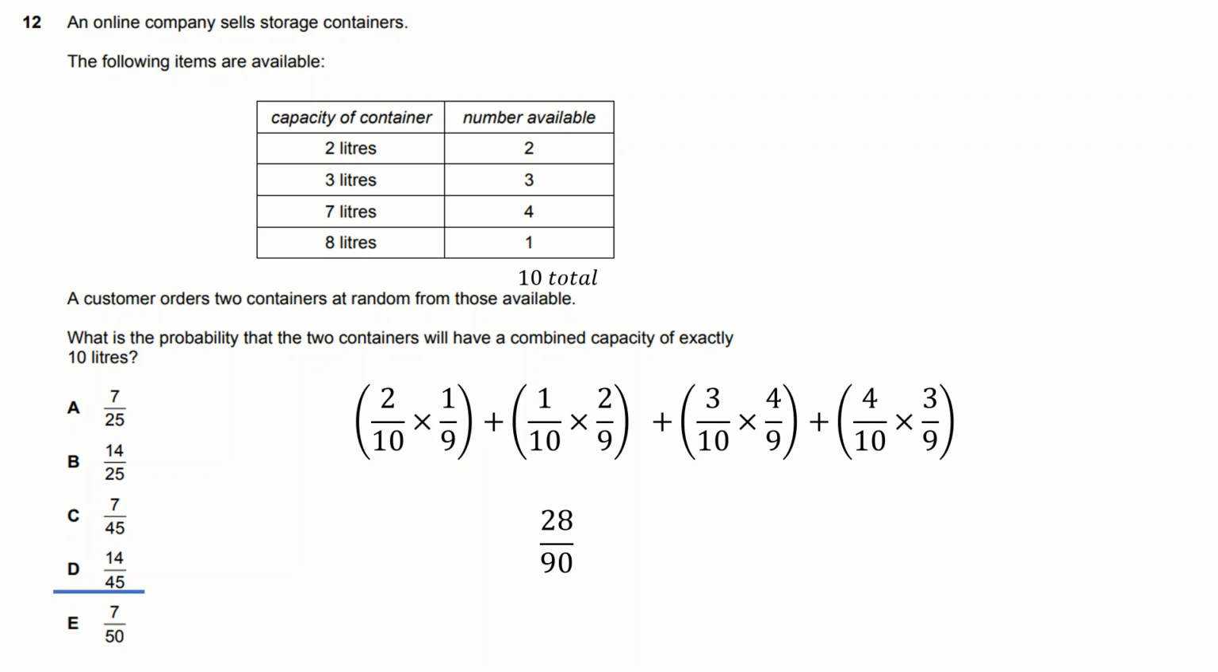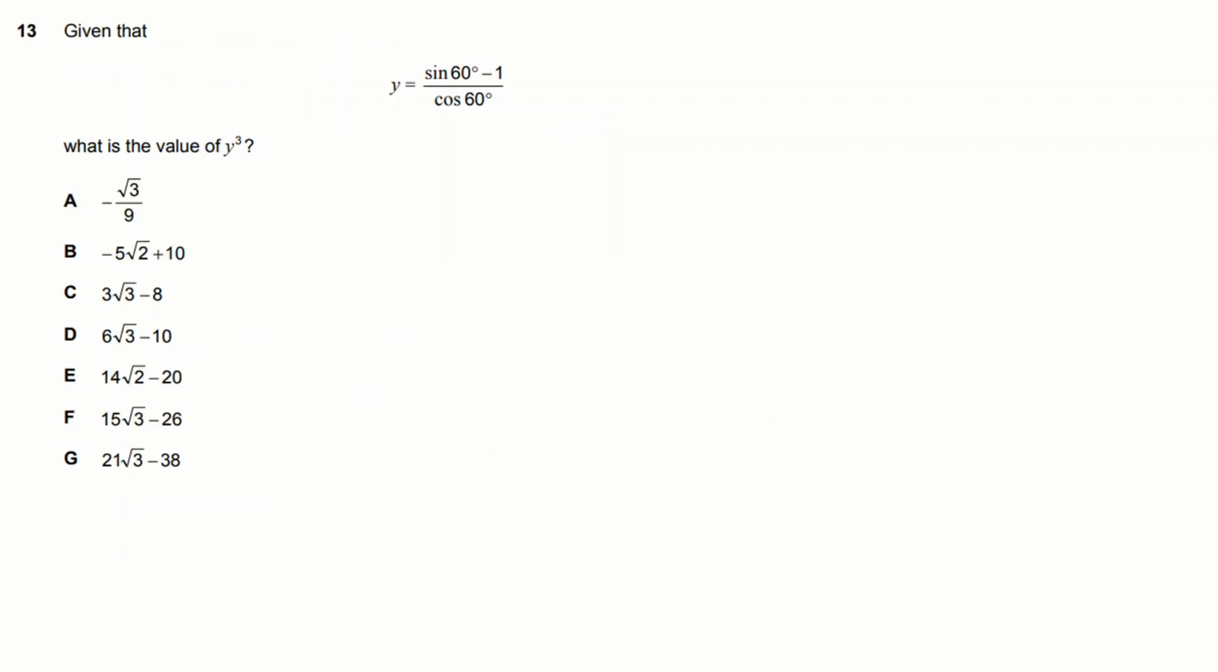You can also do a sample space on that question if you really want to. Sine 60 is root 3 over 2, cos 60 is a half. What's the same as dividing by a half? Well, it's the same as timesing by 2, so we may as well just times this by 2. We're looking for y cubed, so we cube both things.